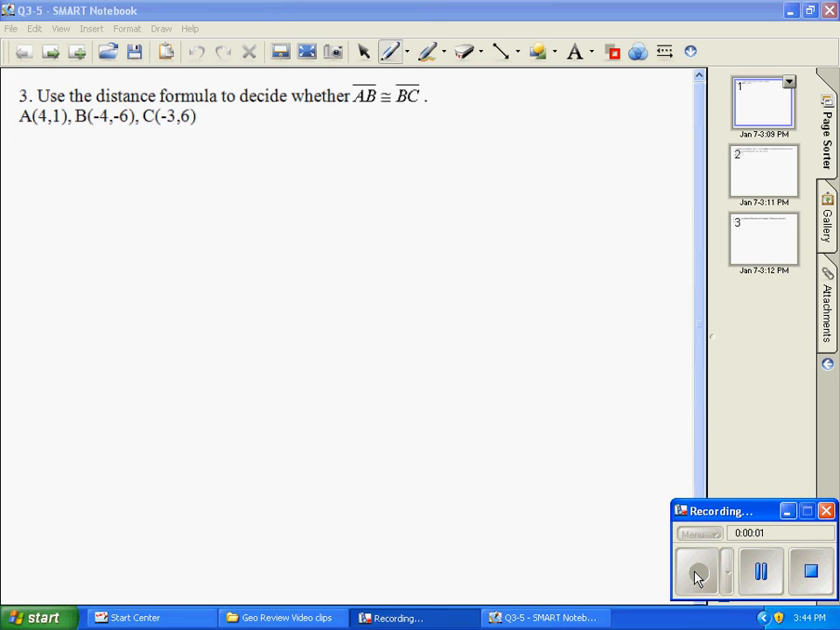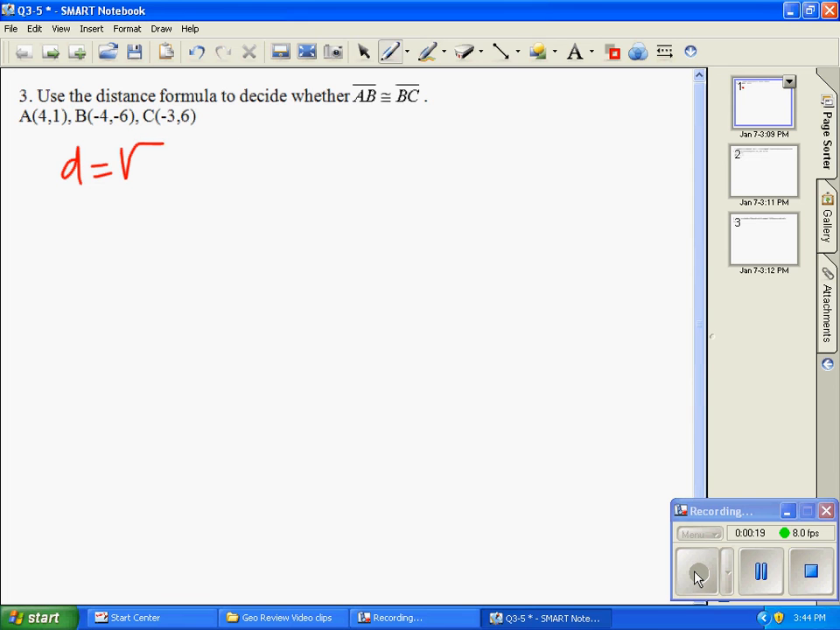Use the distance formula to decide whether AB is congruent to BC. Okay, so we have to find the distance between AB and then find the distance between BC and compare the two. So for that we use the distance formula. So remember, the distance formula equals the square root of (x2 minus x1) squared plus (y2 minus y1) squared.